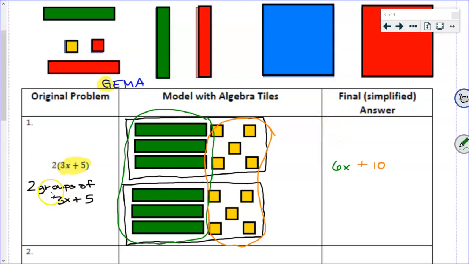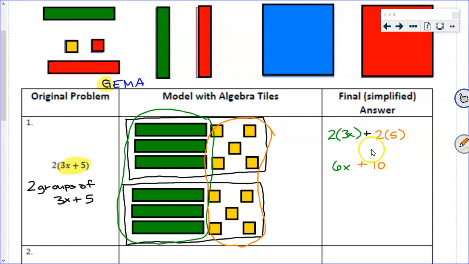When we have 2 groups of something, please understand that we have 2 groups of the x and we have 2 groups of the units. And so what that really looks like is we have 2 of the 3x and 2 of the 5. And that's how, eventually, when we are no longer drawing these models, how we get to the 6x. Two groups of 3x is 6x, and two groups of 5 is 10.